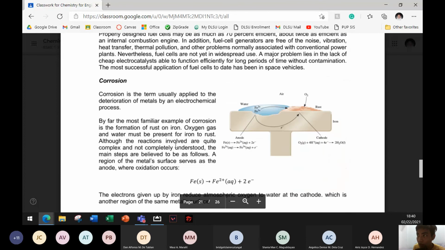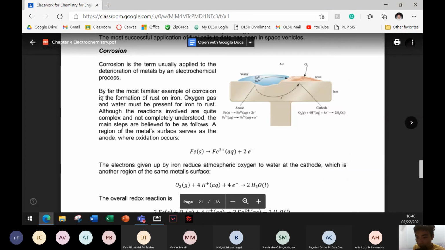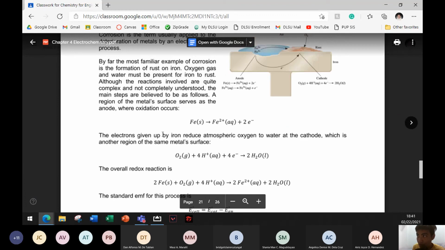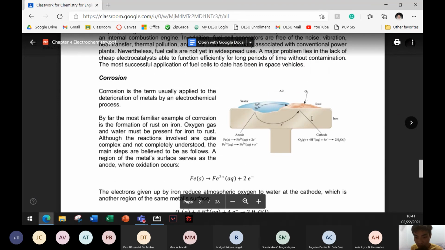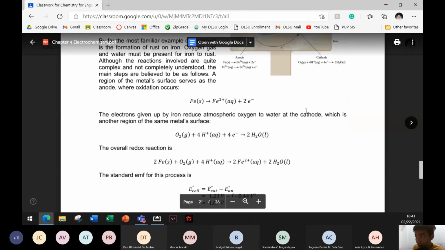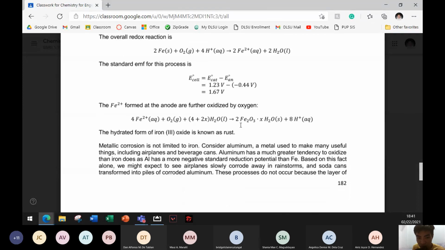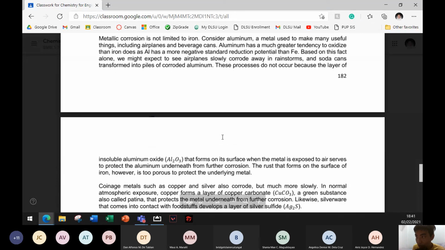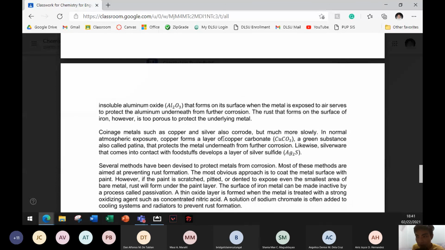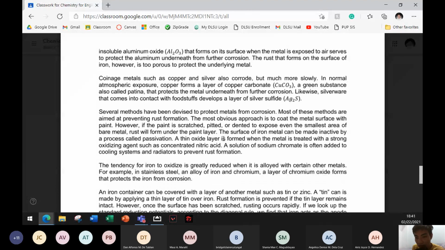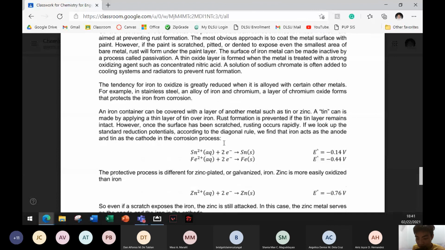Yung nangyayari sa pangangalawang ng bakal is that meron tayong redox reaction ng iron to produce iron oxide, or kalawang, iron trioxide or rust. So, ang voltage nun ay 1.67 pag kinompute mo. So, spontaneous yon. In order for you to prevent that, you can either paint your metals so that water will not get in contact with metal, or pwede mo siya i-passivate. Passivation, yung mga inactive metals, yun yung ilalagay mo sa metal mo para safe.